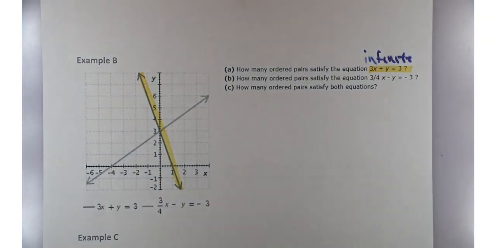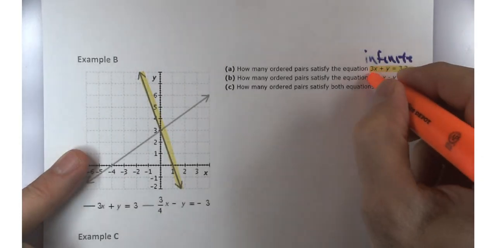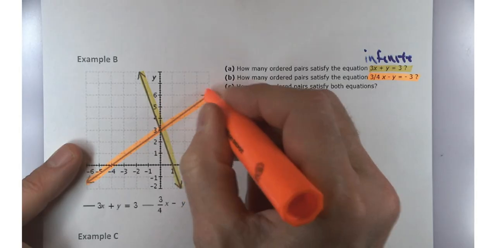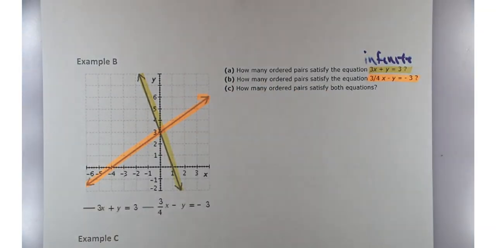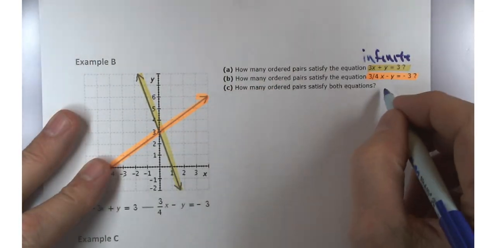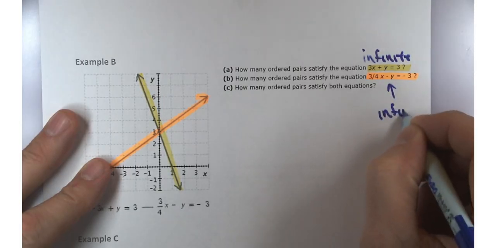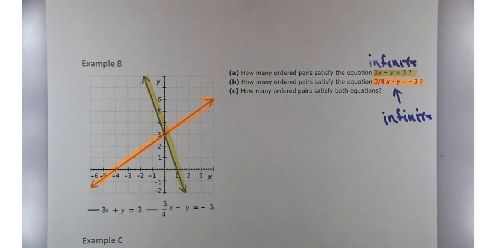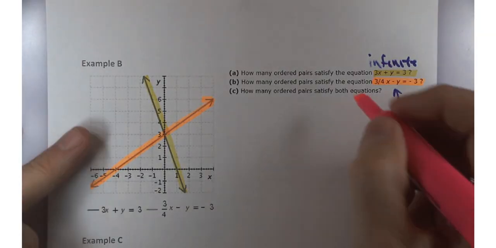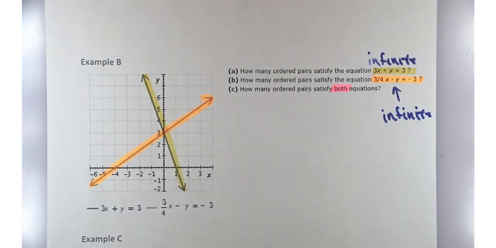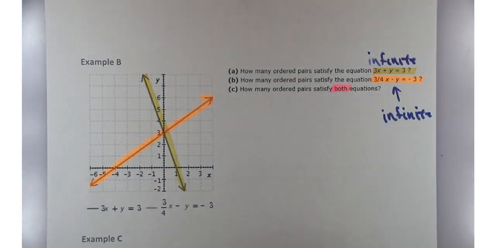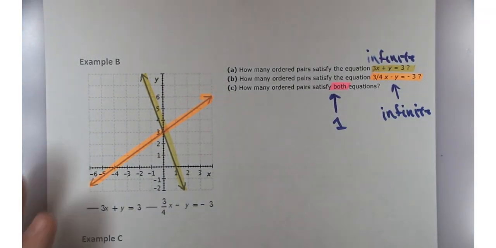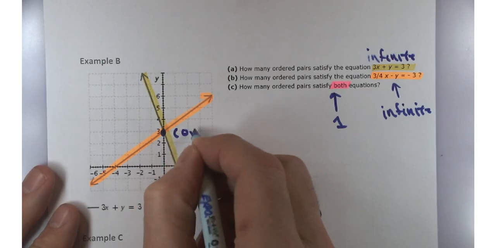How about the other one? How many satisfy this one? Again, an infinite number. All right. But how many satisfy both of them? That's the big thing there. How many satisfy both equations at the same time? One. Exactly. So one point, and that solution is (0, 3).